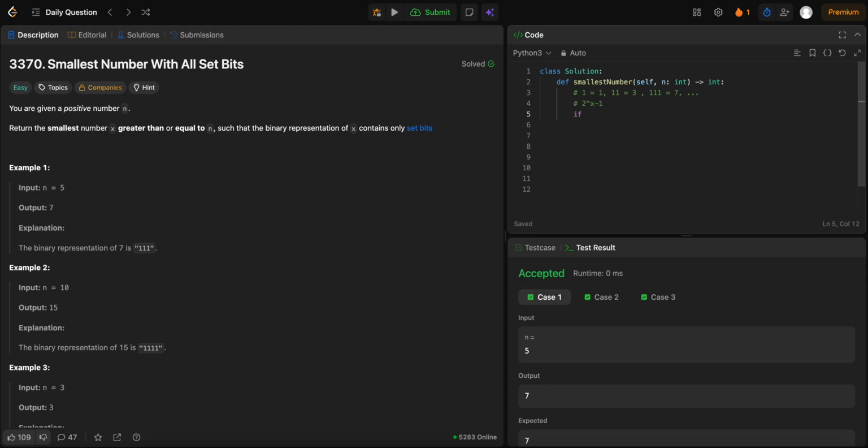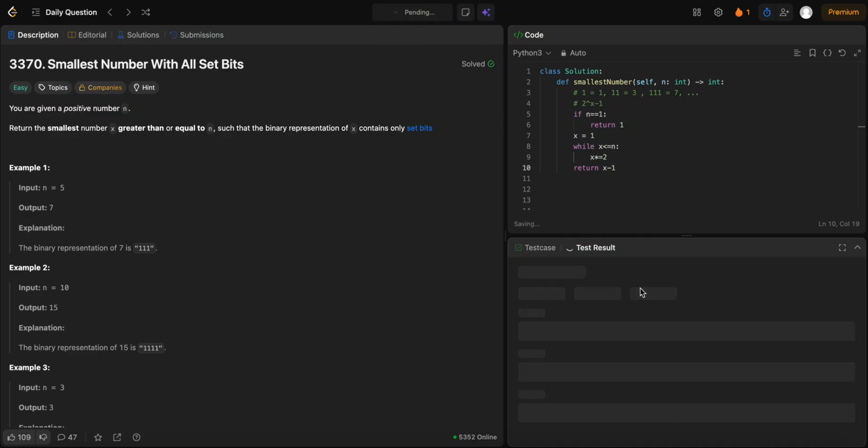So if n is 1, then we can return 1 only because 1 also has 1 bit, right? Then we say x is equal to 1 while x is less than or equal to n, I guess. We keep on doubling it, then we return x minus 1. So let's try to run this.